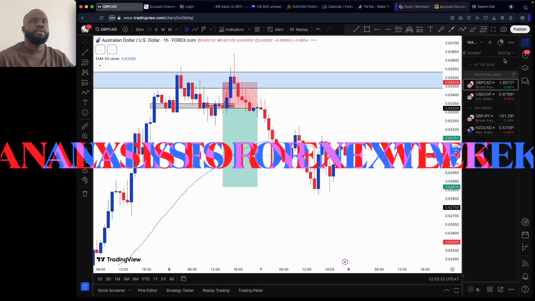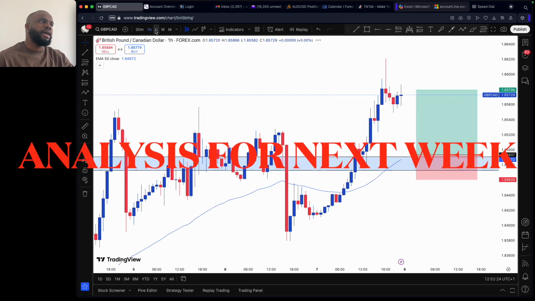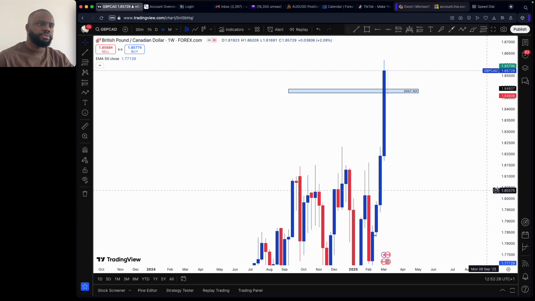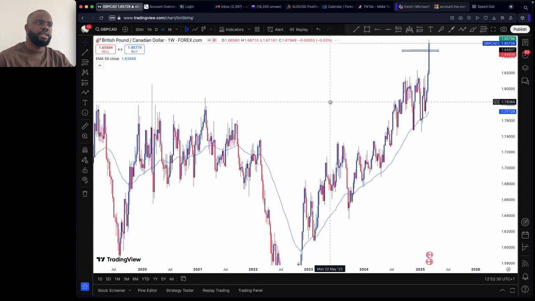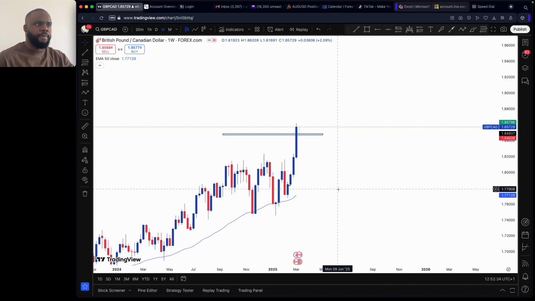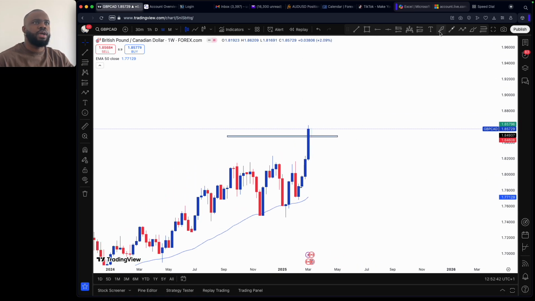So for the new week, what I have here is GBP CAD. As you can see on GBP CAD, the weekly is very bullish. The weekly has extended rapidly to the upside. So I would have said, okay, let's wait for a weekly pullback to this zone. But I saw something so interesting on the daily time frame.